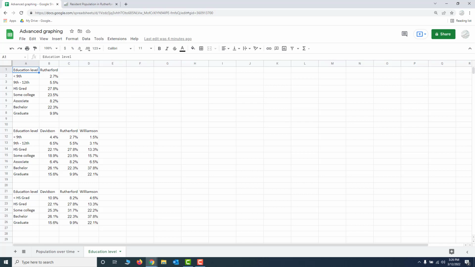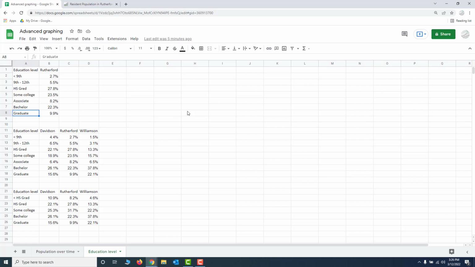Now let's look at a completely different kind of data. What you're looking at here are data, again, from the U.S. Census Bureau, showing you what percentage of the Rutherford County population falls into each of, let's see, 1, 2, 3, 4, 5, 6, 7 education level categories. So everybody in Rutherford County is going to fall into one of these 7 categories.